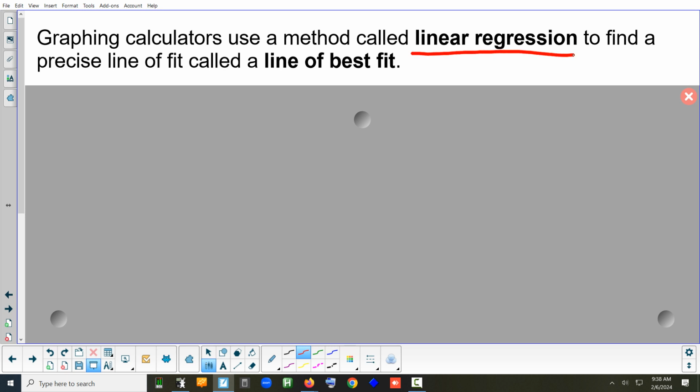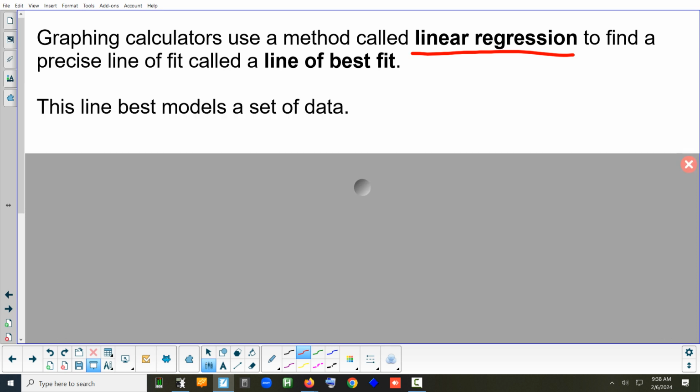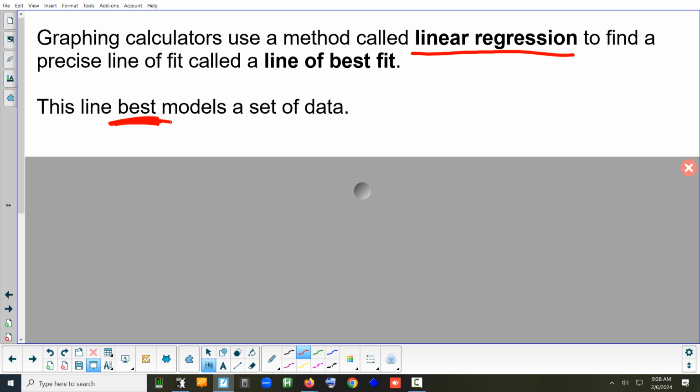We are not going to learn how you do linear regression by hand. That's a little bit more complicated. We're just going to plug the data in on the calculator, and it's going to do it for us. This is going to be the best line you can possibly do for your data to make the residuals as small as you can.